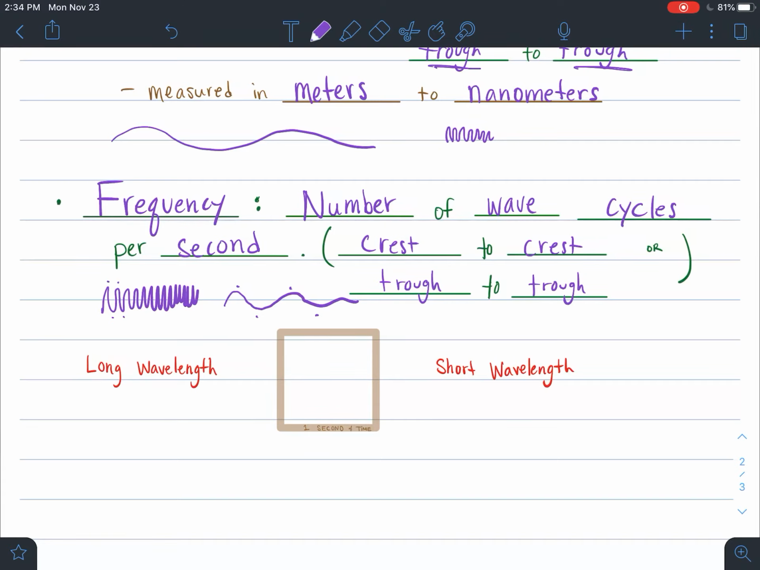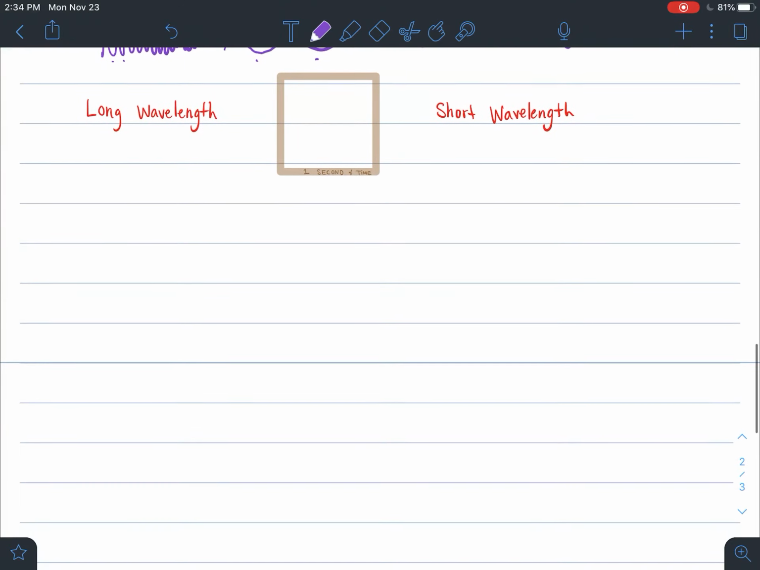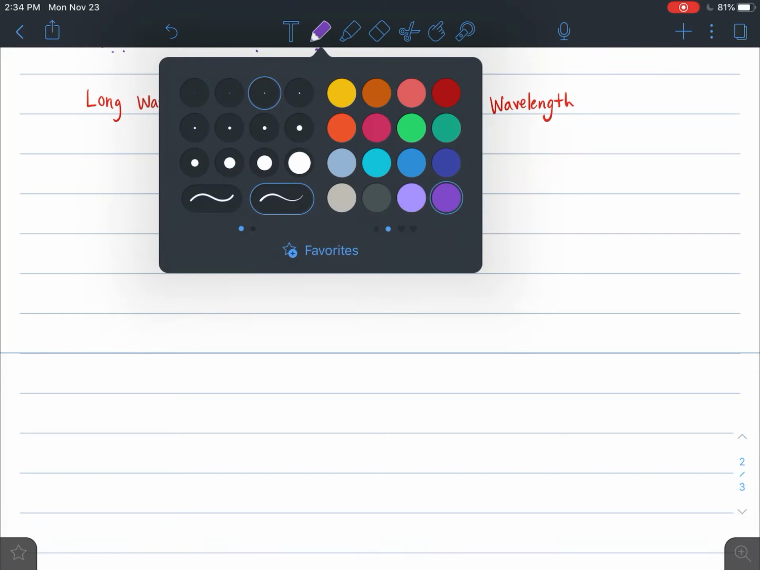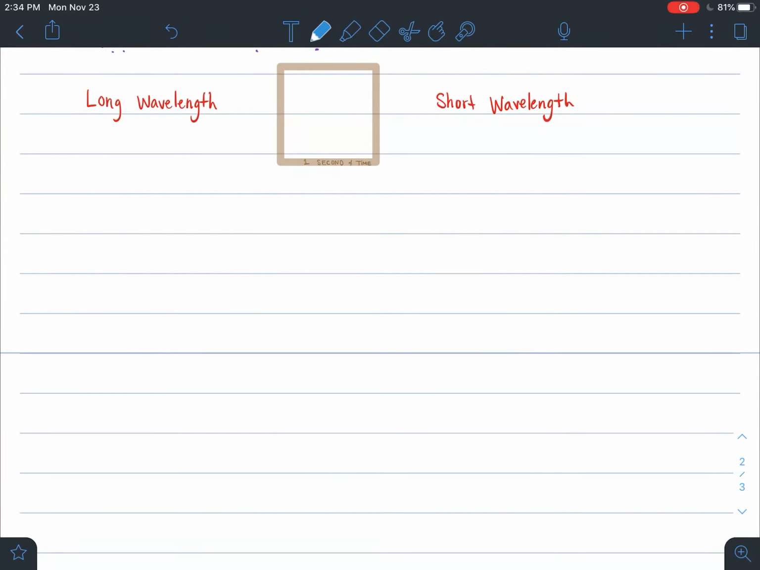Okay, let's do some examples down here and look at a long wavelength and a short wavelength. So first draw or label long wavelength and draw me a long wavelength wave. It should look something like this. Now the height of it could be different. Yours could maybe be something like that. That's fine too. But for this one, I'm going to do just a long wavelength.